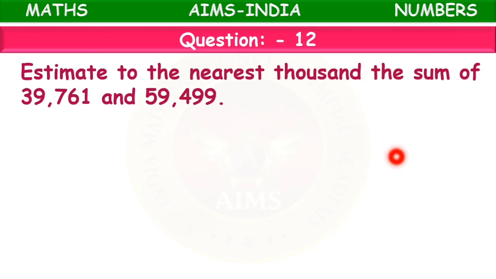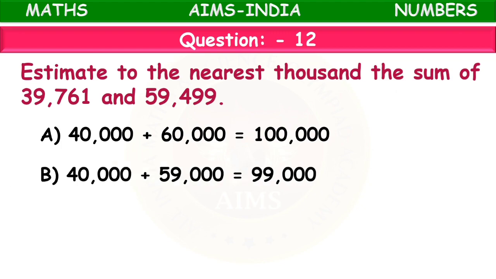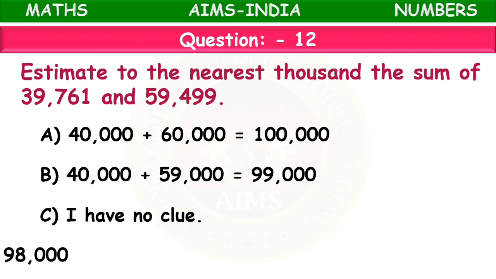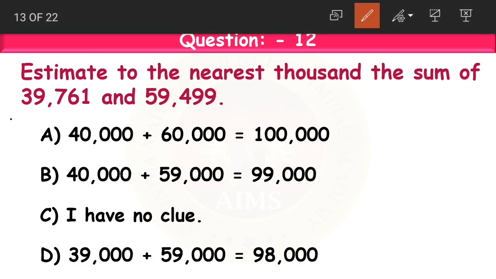Moving on to question number 12. Estimate to the nearest thousand the sum of 39,761 and 59,499. Option A, 40 plus 60 is equal to 100,000. Option B, 40,000 plus 59,000 is equal to 99,000. Option C, I have no clue. Option D, 39,000 plus 59,000 is equal to 98,000.